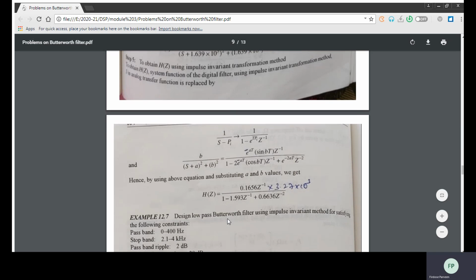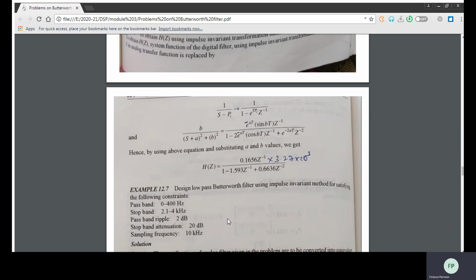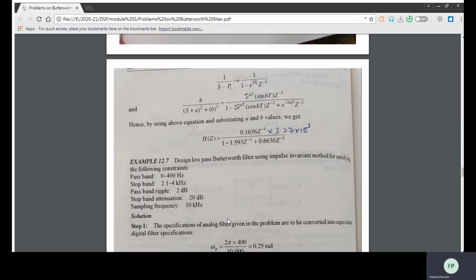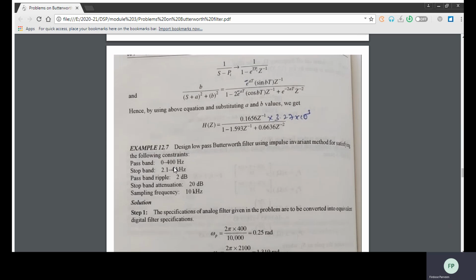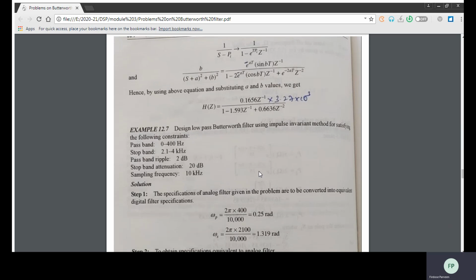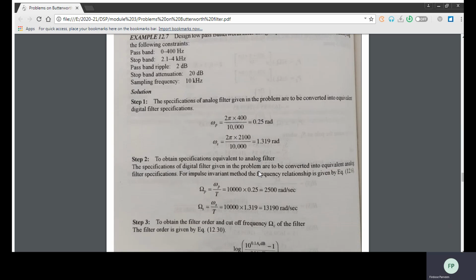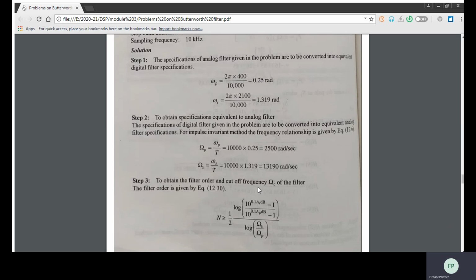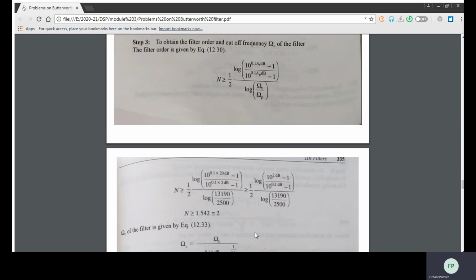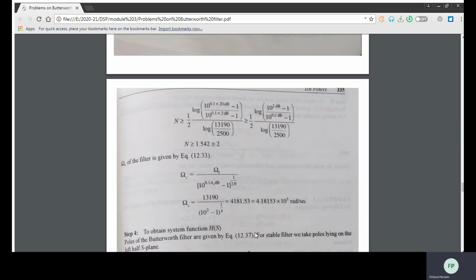So next, design a low pass Butterworth filter using impulse invariant method for satisfying the following constraints. So here what they have given are wp, ws. So you have to convert that into radians, then calculate omega p and omega s. So to obtain the filter order and cutoff frequency omega c, n should be calculated. Substitute for As, Ap, omega s and omega p, you will be getting n. So after that, you have to calculate the cutoff frequency omega c is equal to omega s divided by this formula. You will be getting omega c.